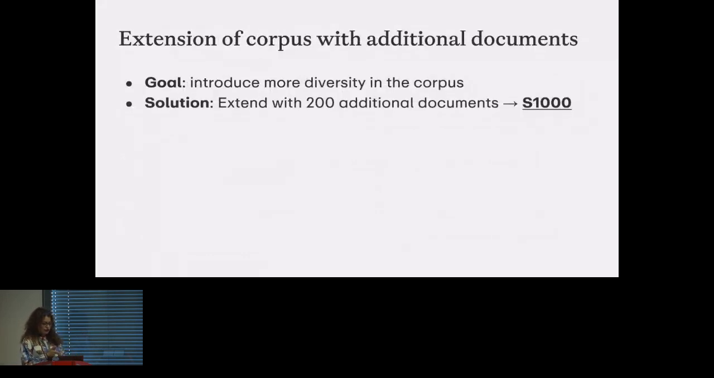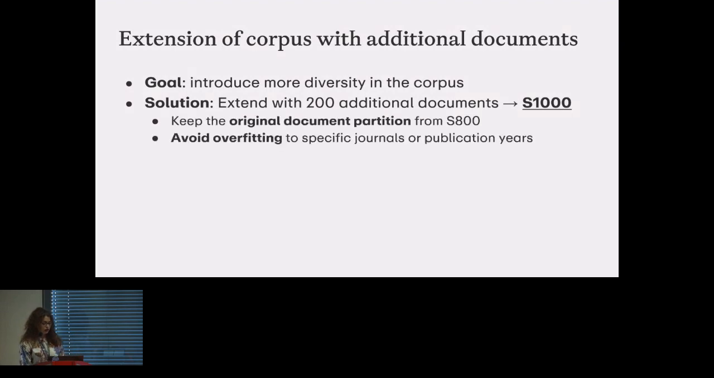So with the extension of the corpus, as I said, it was to introduce diversity, and we extended the documents, and that's where we go from S800 to S1000. We decided to keep the original document partition of these classes and to avoid overfitting to specific journals or publication years. This is what was done in the original work. It was just scoped within specific journals of these classes that I mentioned and specific publication years. So we decided to just ignore that, use a different strategy, and avoid overfitting to those as well.